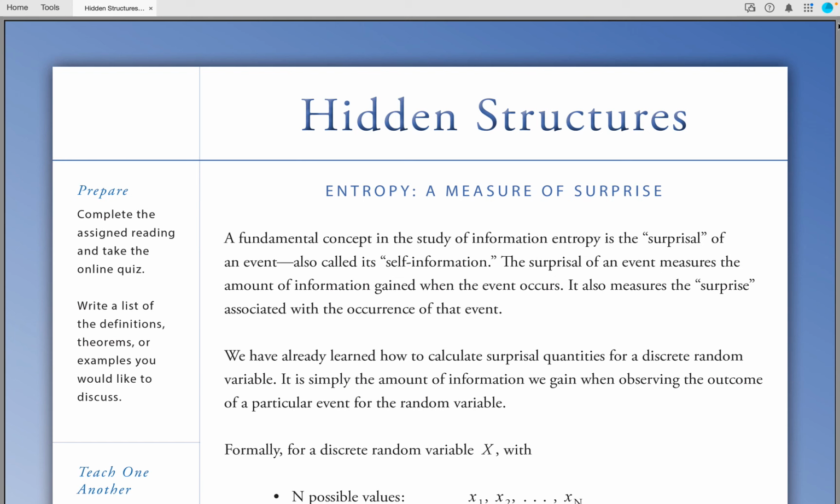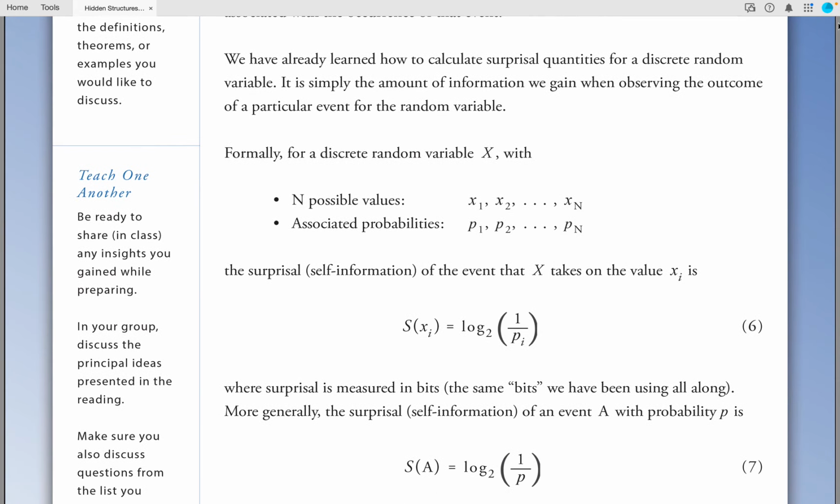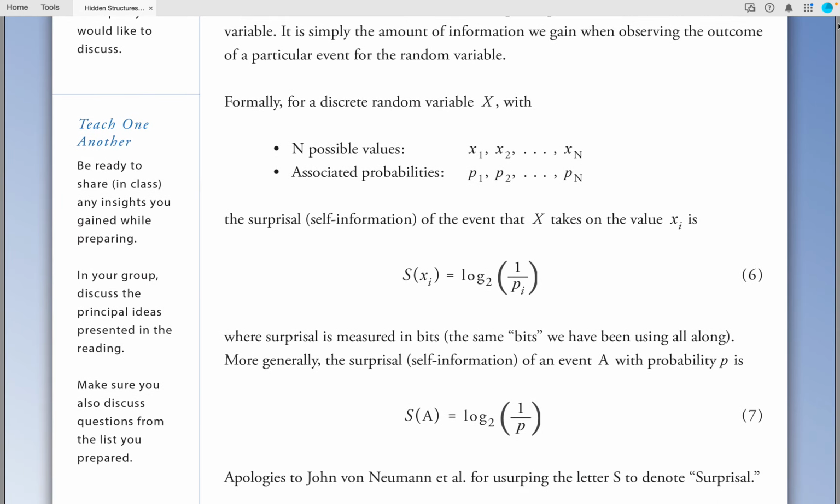We have already learned how to calculate surprisal quantities for a discrete random variable. It is simply the amount of information we gain when observing the outcome of a particular event for the random variable. Formally, for a discrete random variable x with n possible values and associated probabilities, the surprisal, that is, self-information of the event that x takes on the value x sub i, is log base 2 of 1 over p sub i, where surprisal is measured in bits. These are the same bits we have been using all along. More generally, the surprisal of an event with probability p is log base 2 of 1 over p.